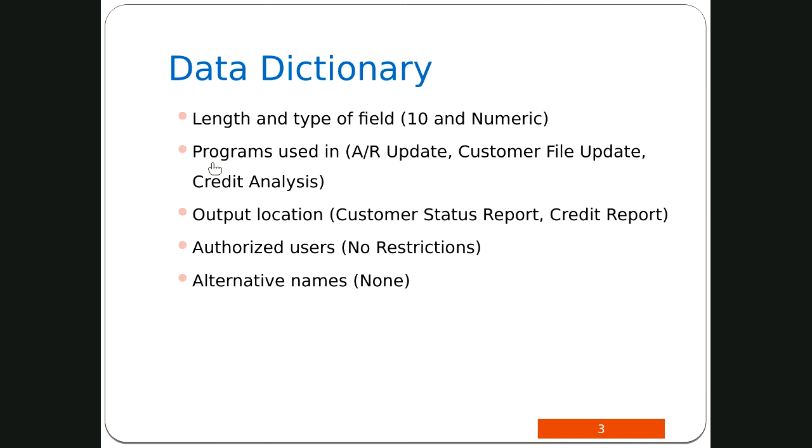Then it says programs used in, for example, accounts receivable updating program, customer file updating, credit analysis. Your student number is, for example, used in Blackboard, in MyQU, in Banner. So there are programs that the data element is used in, and the data dictionary tells us where it's used. Then the output location, for example, the customer status report, the credit report. So that's where the data element is found in that output.